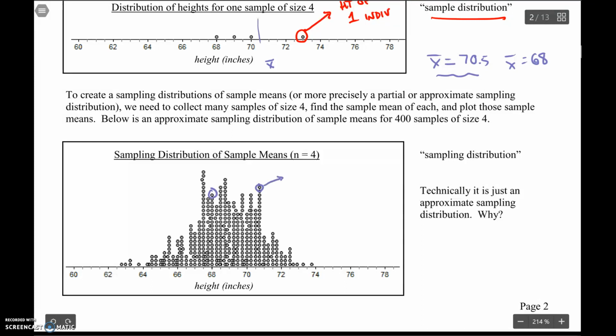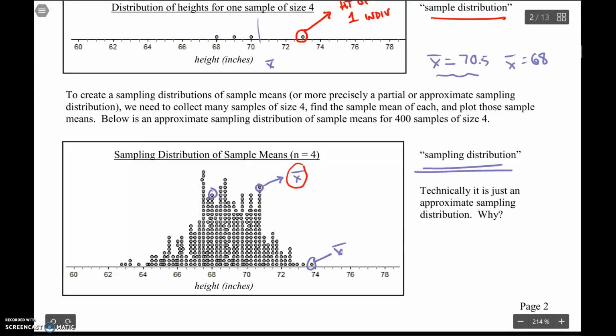Then we repeat it again, find another sample. So every single one of these dots is a little X bar, a sample of size 4 where we calculated the average and plotted it. This one right here is another sample of size 4 where we calculated the sample average and plotted it. This is a sampling distribution. Why? Because it's a collection of sample statistics. In this case, it is the sampling distribution of sample means. It's a collection of X bars.